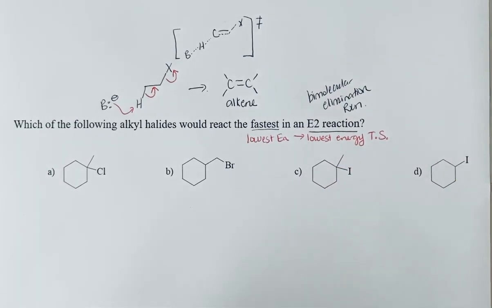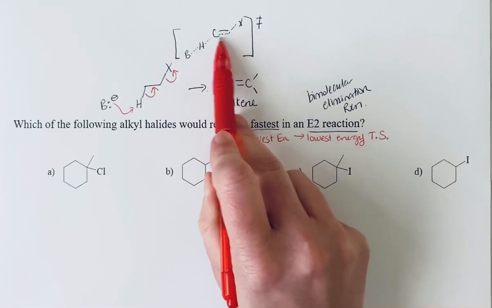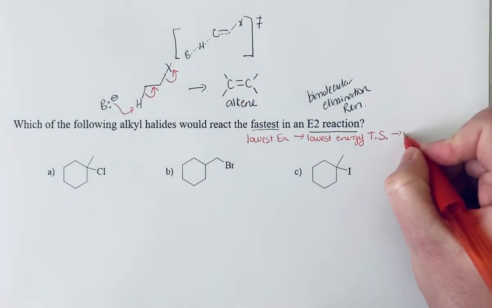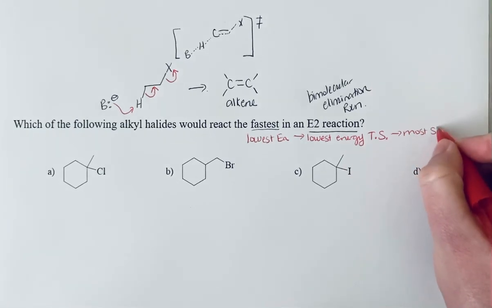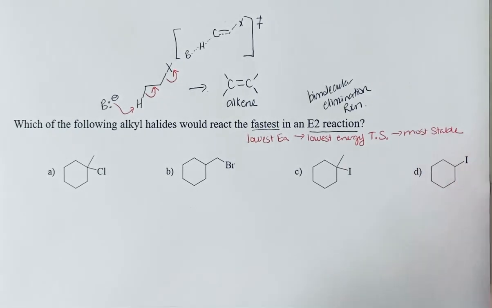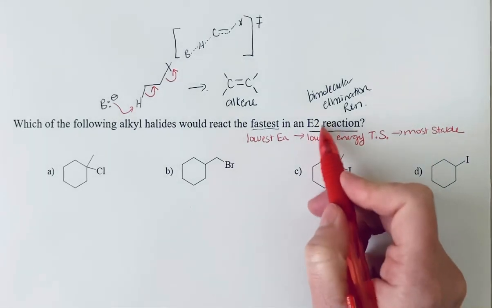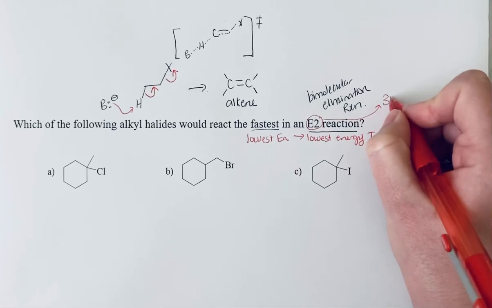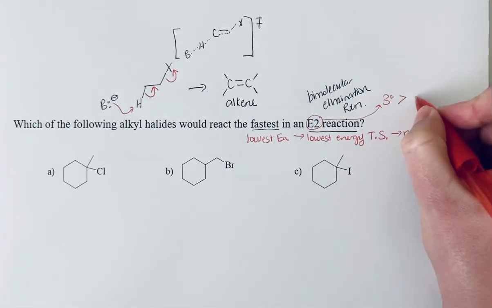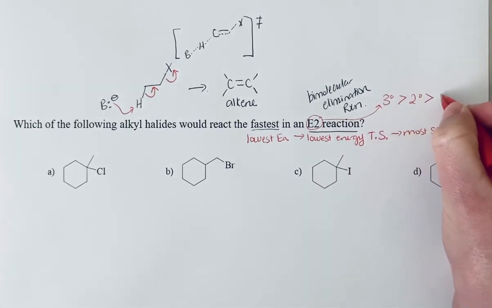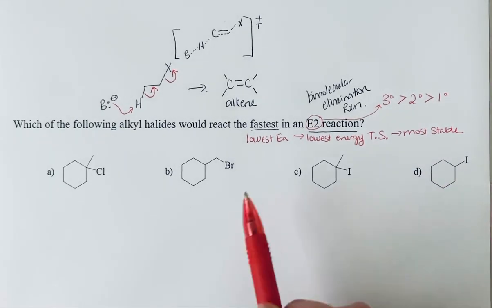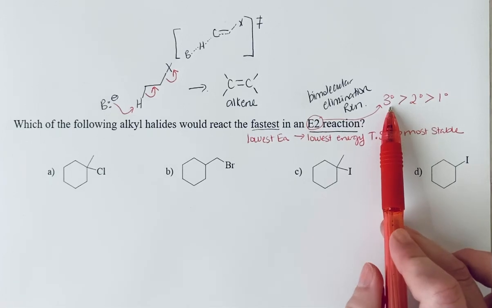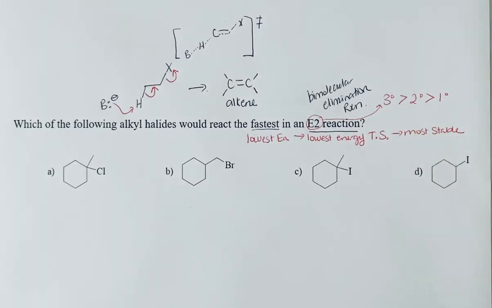And since this transition state is a partially formed alkene, that means we're looking for the most stable alkene that can form. And so typically for an E2 reaction, this generally means that tertiary alkyl halides react faster than secondary, which react faster than primary. The reason being that if you have a tertiary alkyl halide, you can form a more substituted alkene.